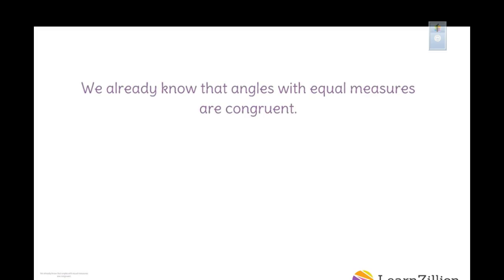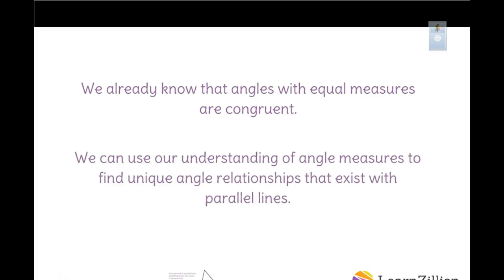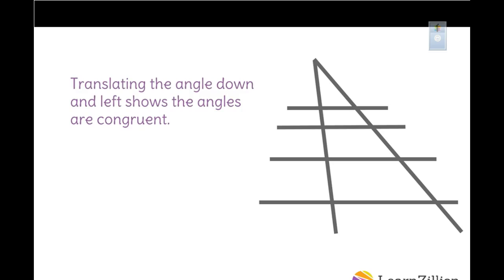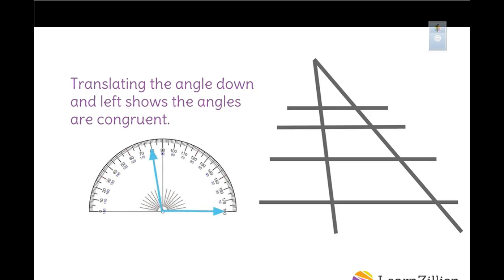We already know that angles with equal measures are congruent. We can use our understanding of angle measures to find unique angle relationships that exist with parallel lines. We can compare the angles on the left side of the bookcase by measuring with a protractor. The angle formed by the shelf and the left side of the case is 100 degrees. We can translate this angle down and left to see if they are congruent. As we translate down, we see that all of the angles have the same measure, therefore they are congruent.